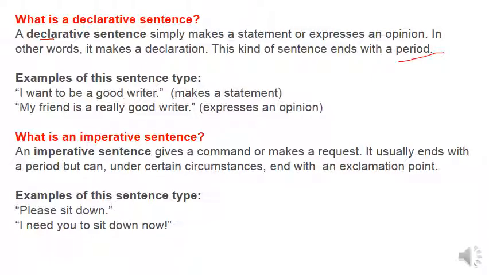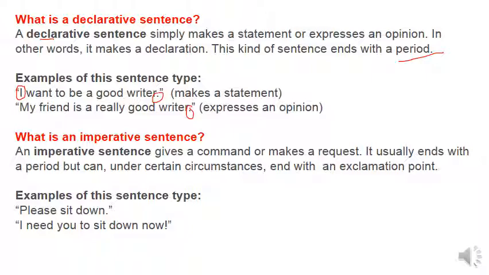Let's read some examples. I want to be a good writer. This sentence makes a statement. It's telling something. My friend is a really good writer. This sentence expresses an opinion. As you can see, when the sentence is stating or telling something, it usually starts with a subject. So, declarative sentences usually start with subjects, and they always end with a period.